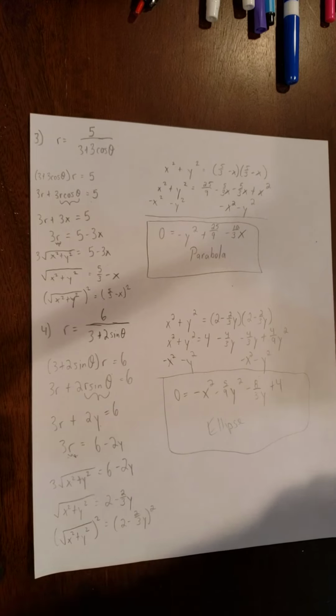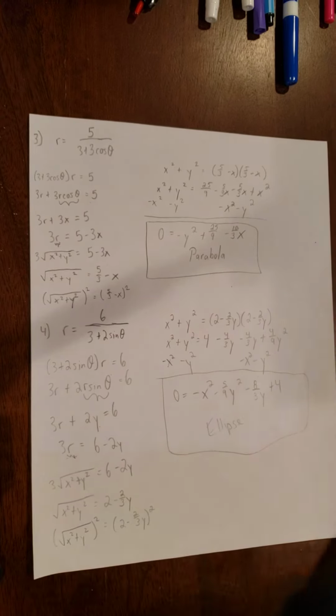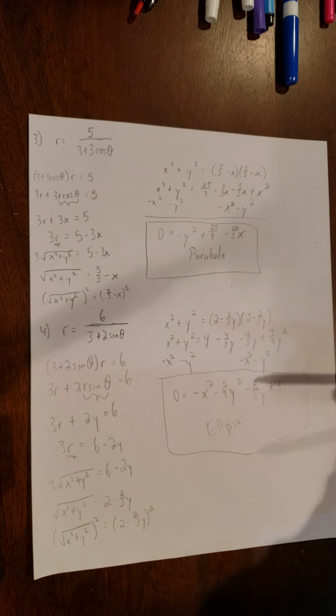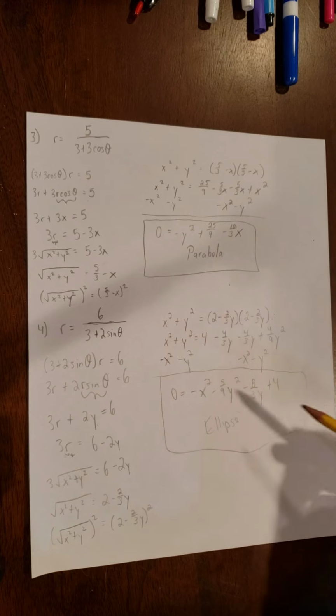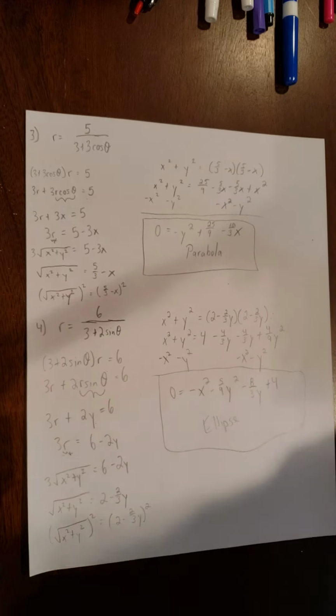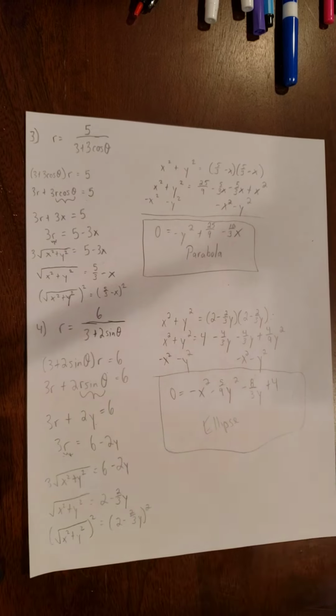Divide both sides by 3. Square both sides. FOIL, because you have a binomial times a binomial. Write it in general form. And we see we've got two quadratic terms, and they are the same sign but different values. Therefore, this is an ellipse.